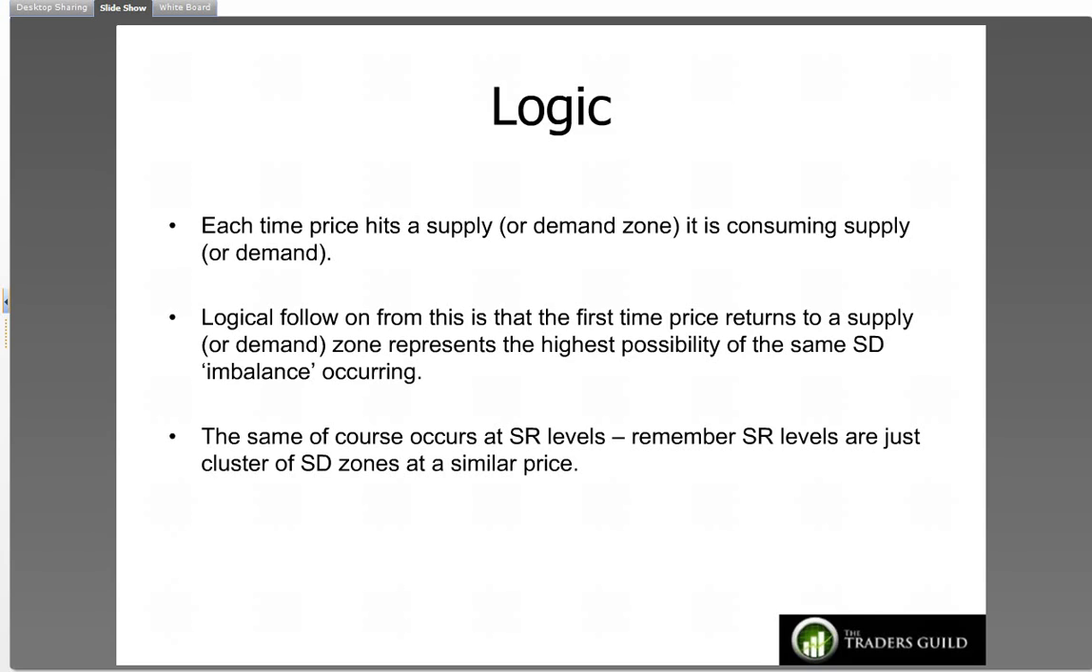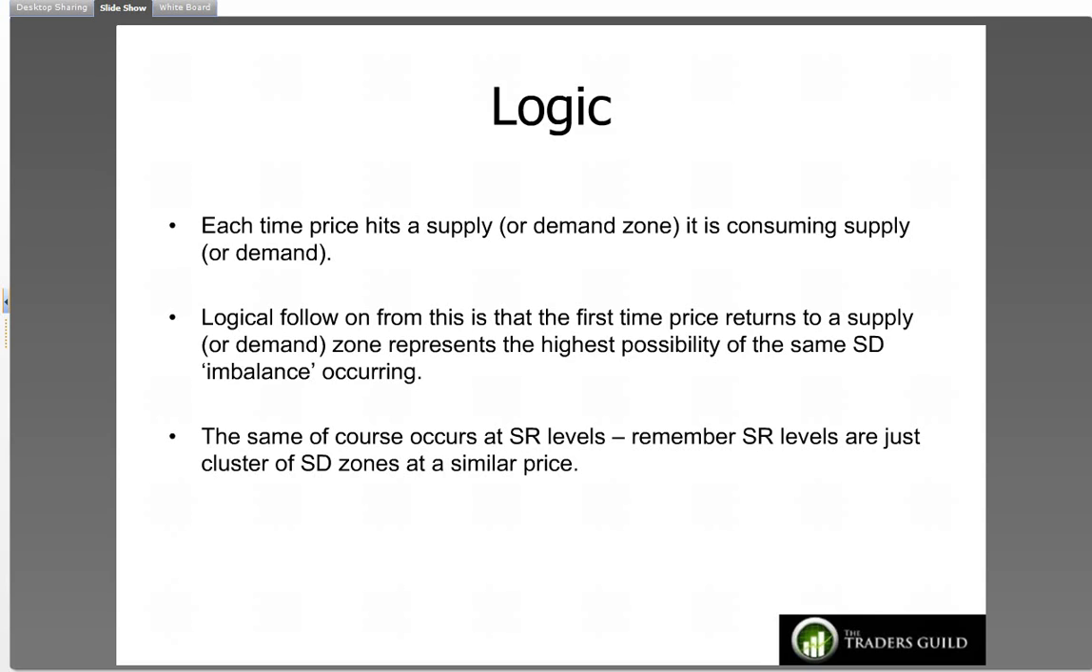So that's the kind of basic logic of why, after we've had a strong breakout, we're looking to take a trade on the first return and not necessarily the second, third, and fourth return, because the first return has the highest probability of having that same supply and demand imbalance.